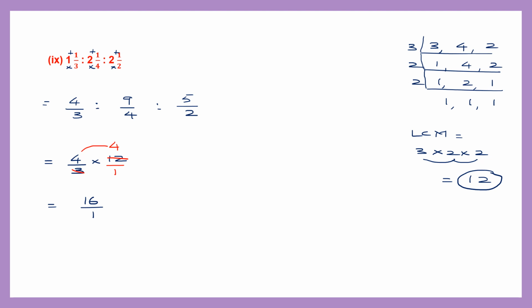Now I'm going to take the second fraction 9 by 4. So let me write that. So now it is 9 by 4. Again, I'm going to multiply it with the LCM, which is 12. And let me give it the denominator 1.